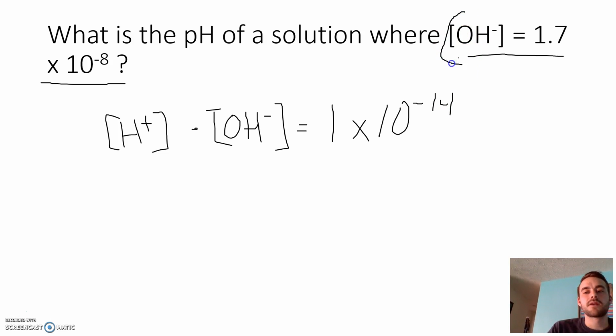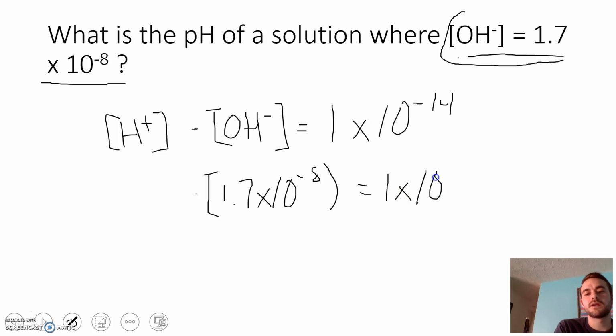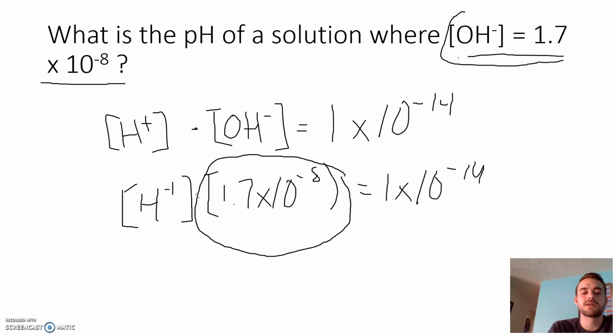As you can see, you're definitely going to plug in that for OH minus. So you have 1.7 times 10 to the negative 8 and 1 times 10 to the negative 14, and you have H plus still. Don't forget that you're going to divide both sides by this number to get H plus by itself. So H plus equals 1 times 10 to the negative 14 divided by 1.7 times 10 to the negative 8. So I'll give you a second to do that.